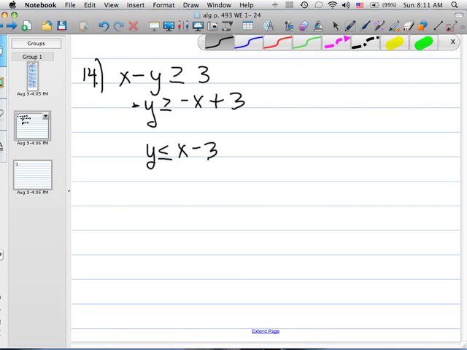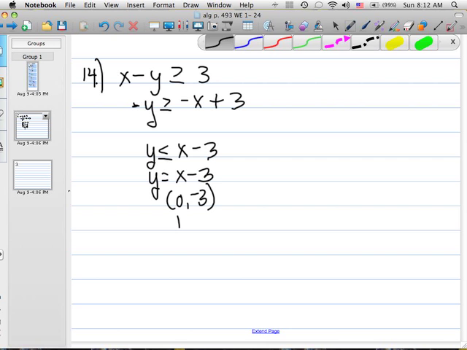So I'll remind you again, you can't just go to the boundary equation. You have to get this solved for y first, so you know what happens to the inequality. And in this case, it turned. So we're going to be shading below. The boundary equation now is y equals x minus 3. The intercept is 0, -3, and the slope, the number in front of x, is 1.